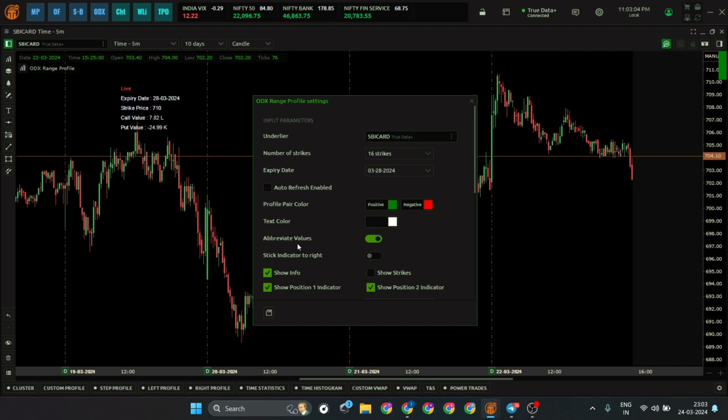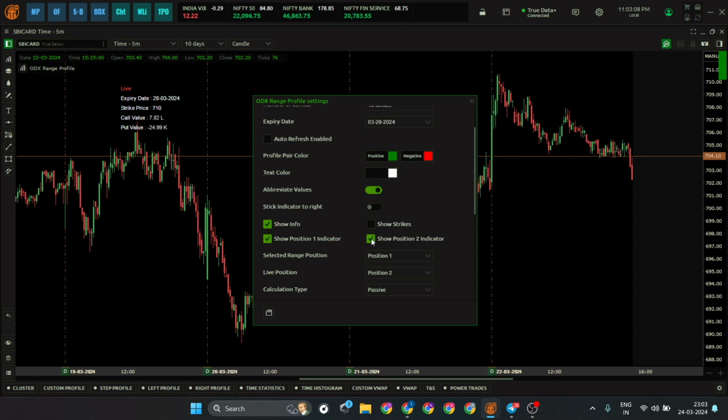Now coming to abbreviate values, as you already know, it will show abbreviated values, which we have already discussed. Now coming to show info, if I place my indicator here, you can see it is showing in a tabular form, which I am personally not a big fan of. That's the reason I simply uncheck this. And show strikes, this is one option I frequently use.